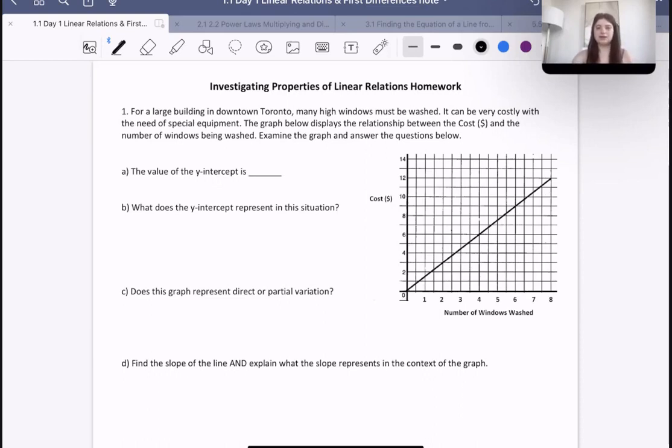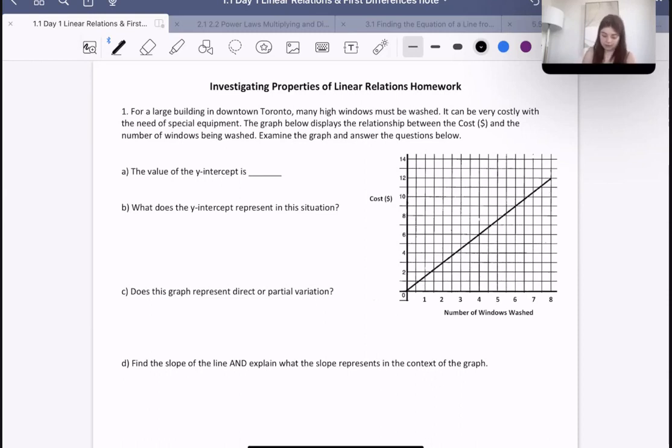All right, so let's start with question one. Okay, so it says for a large building in downtown Toronto, many high windows must be washed. It can be very costly with the need of special equipment. The graph below displays the relationship between the cost and the number of windows being washed. Examine the graph and answer the questions below. The value of the y-intercept is what?